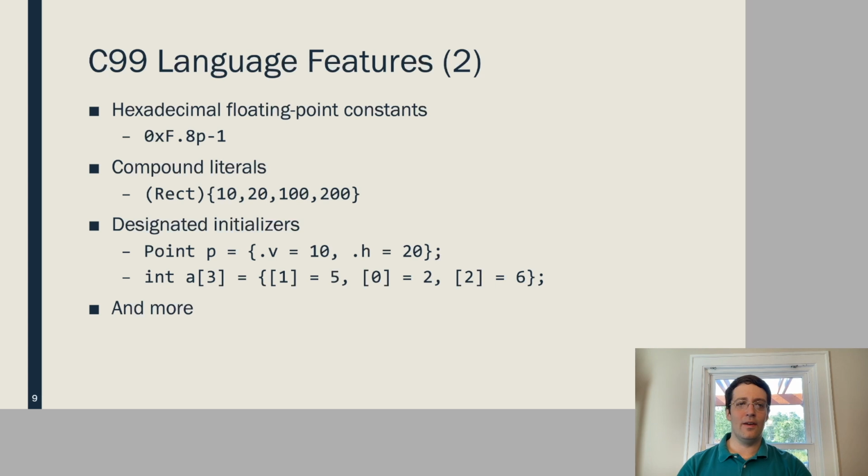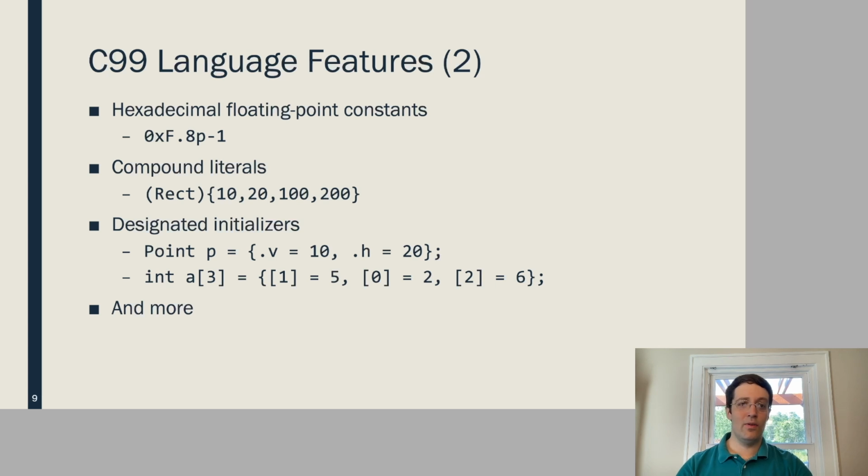Another significant C99 feature is designated initializers. So these are initializers for structures or unions or arrays where you're explicitly declaring which element of them is being initialized. So for example, here you have a Point p, and the .v element of that, the vertical coordinate, is initialized to 10, and the .h is initialized to 20 for the horizontal coordinate.